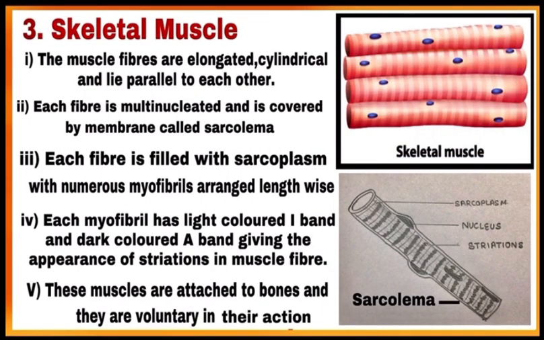Third is skeletal muscle. See the diagram and check the features. First, the muscle fibers are elongated, cylindrical and lie parallel to each other. Second, each fiber is multinucleated and is covered by a membrane called sarcolemma. Also, each fiber is filled with sarcoplasm with numerous myofibrils which are arranged lengthwise. Myofibrils have light and dark bands. Each myofibril has light colored I band and dark colored A band, giving the appearance of striations in muscle fiber. These muscles are attached to bones and they are voluntary in their action. Draw a labelled diagram of skeletal muscle along with these characters.